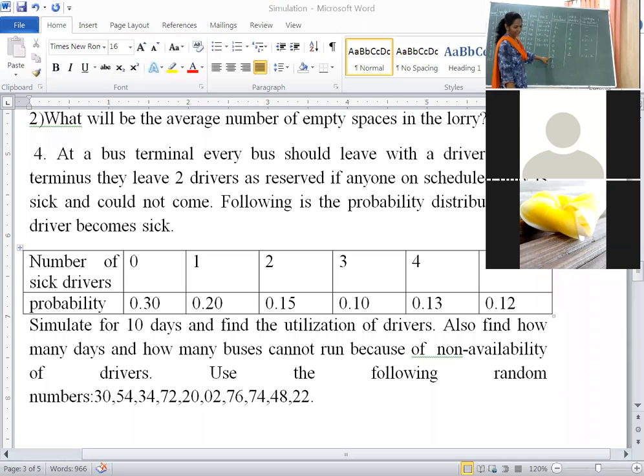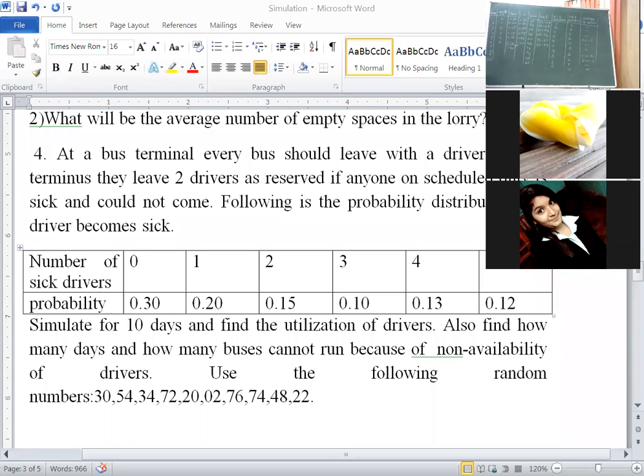Similarly, next day, 3 drivers are sick. Then I am having 2, then those 2 I will provide. Here, 1 driver is shortage. 3 minus 2, 1. Here, 1 driver is sick. Out of these 2, we can take 1. Then there is no shortage. 0 drivers are sick. There is no shortage. Okay, this way you have to calculate.